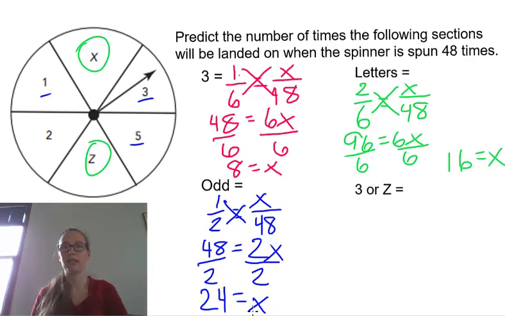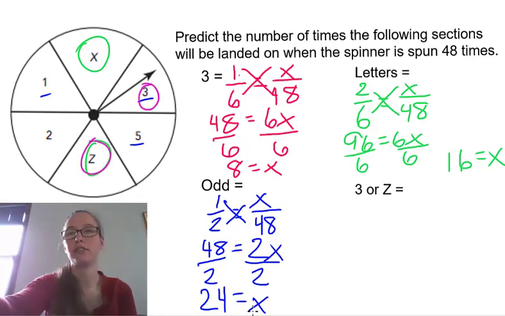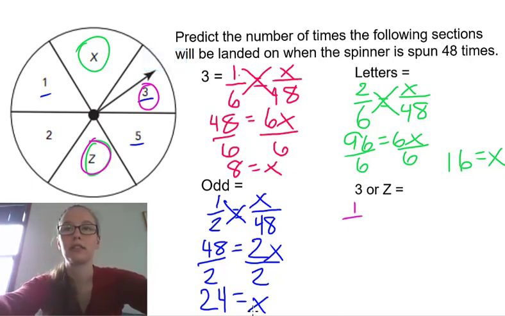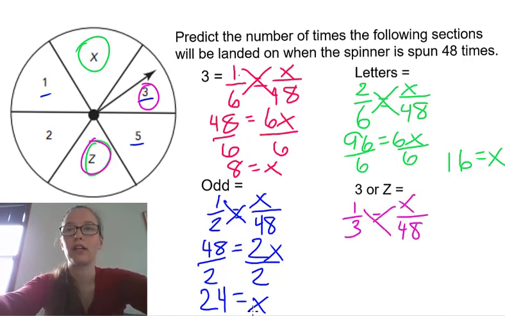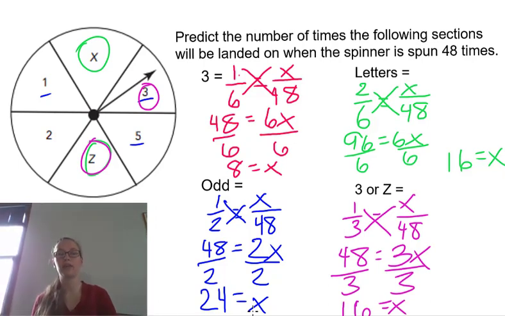Now the probability of landing on a 3 or a z, so we have 1, 3, and a z, so that's 2 out of 6. Let's say we simplify that down to 1/3. And I set up my proportion. I cross multiply. I divide by 3. And I get 16 equals x. So we would land on a 3 or a z about 16 times.